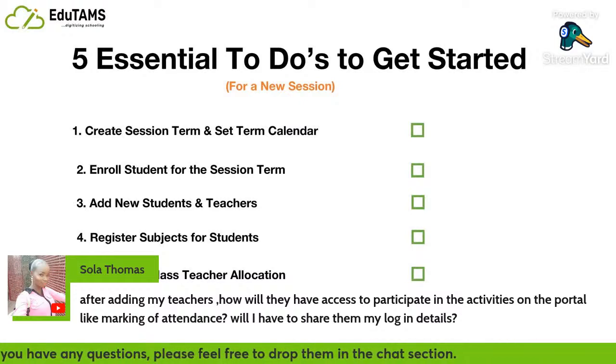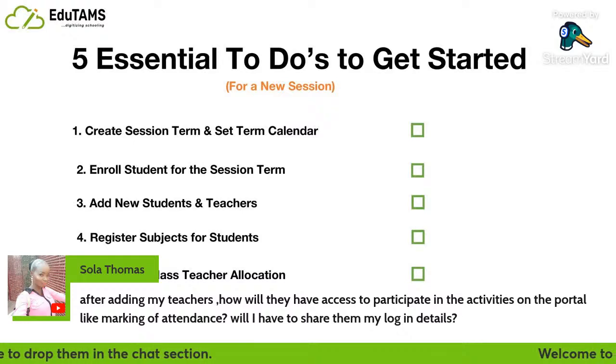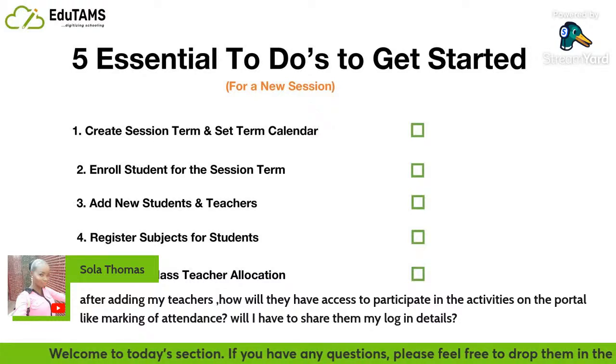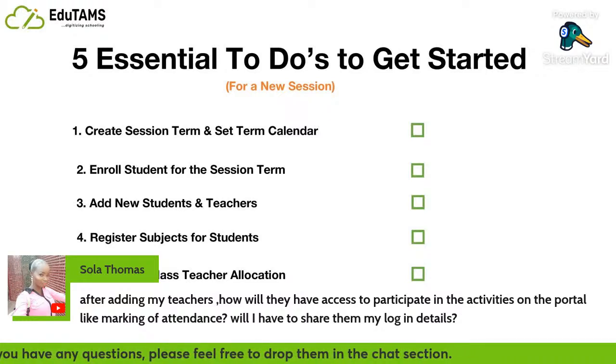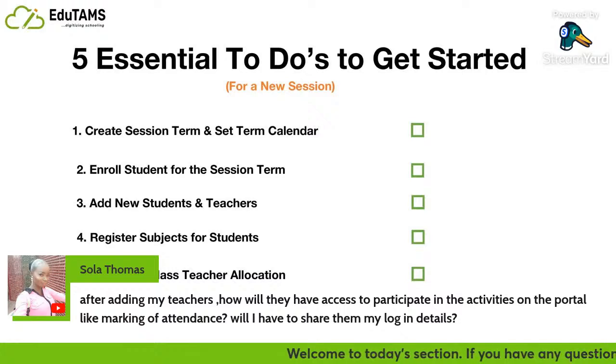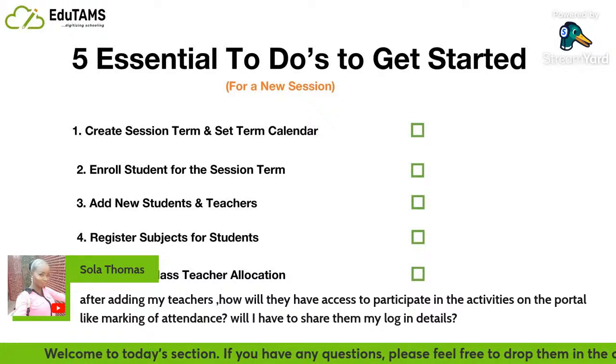Say, for example, if you assign me as a mathematics teacher for GSS 1A, when I log in with my phone number or my email address that you have used to profile me on the portal, I'm going to be able to see that I'm a subject teacher for GSS 1A, mathematics. And if they want to mark attendance, it means that the teacher must be profiled as a class teacher. So from there, they can mark attendance that way. It's very, very simple.